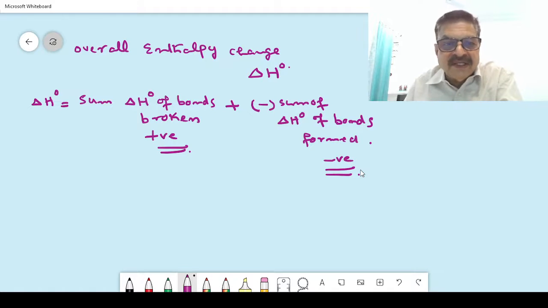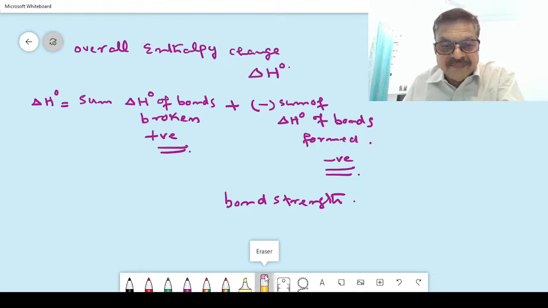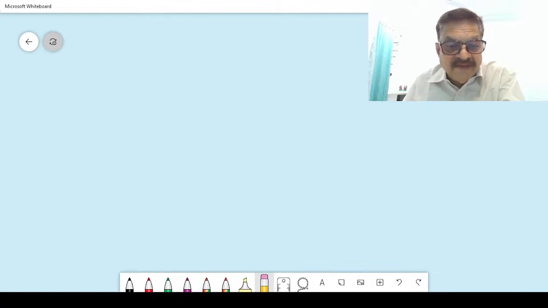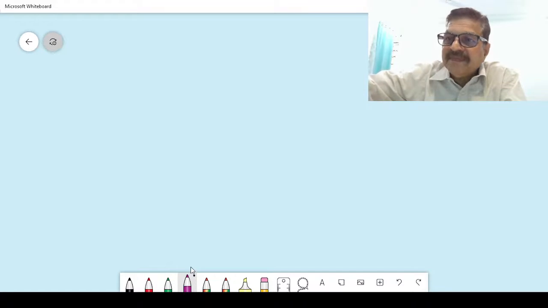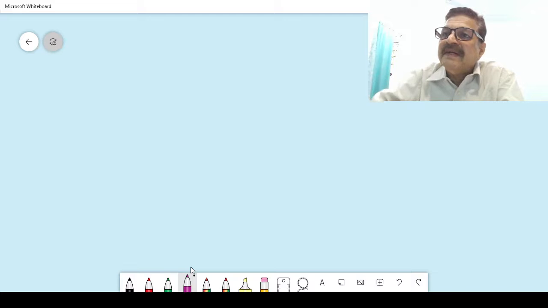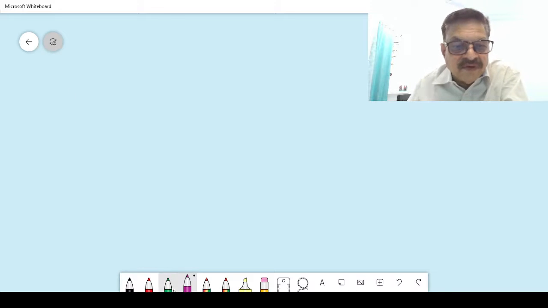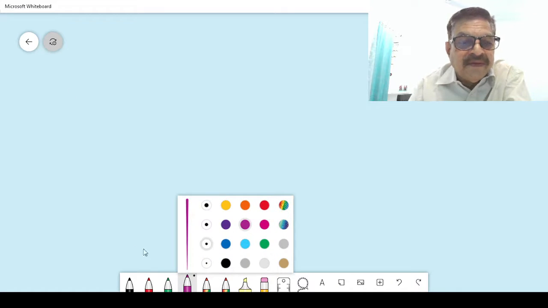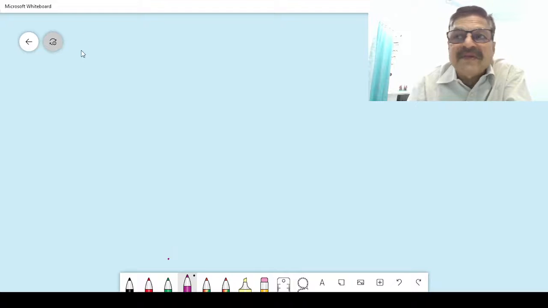The bonds broken are related to the bond strength here. Bond dissociation energy is related to bond strength. Now let us see a reaction of this type. I can show you an example here. How will you determine the overall enthalpy change, the delta H, in this reaction?